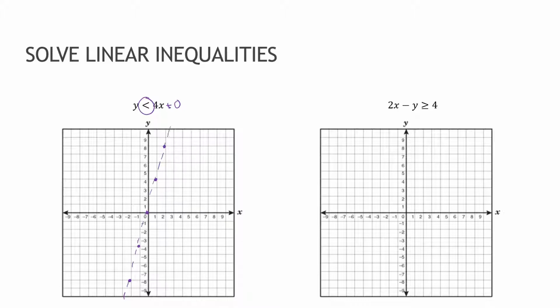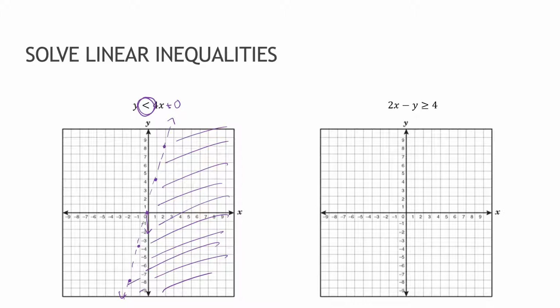Do the best you can. And then choose a test point to help us to know which way to shade. Again, if you're comfortable with this shading, and notice y is all by itself, I can use that little trick that says where are the y's less than. It's all the guys down here, so I'm shading this side. But if that part's confusing to you, then let's choose a test point.